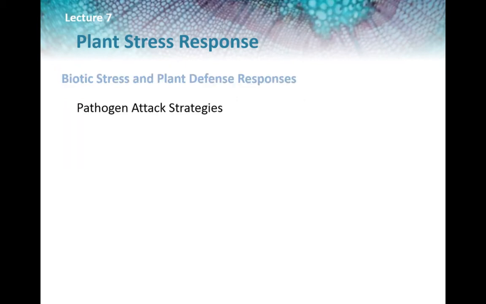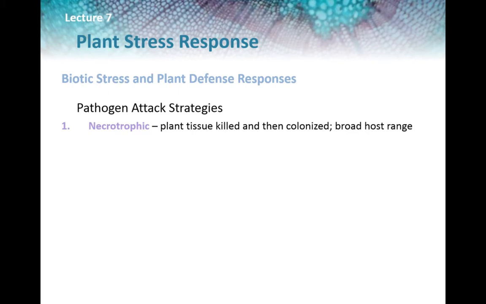And now let's have a look at three different pathogen attack strategies. In the first one, necrotrophic pathogens kill the tissue of the plant and then colonize it. Necrotrophic pathogens have a broad host range. An example of necrotrophic pathogens is rotting bacteria.